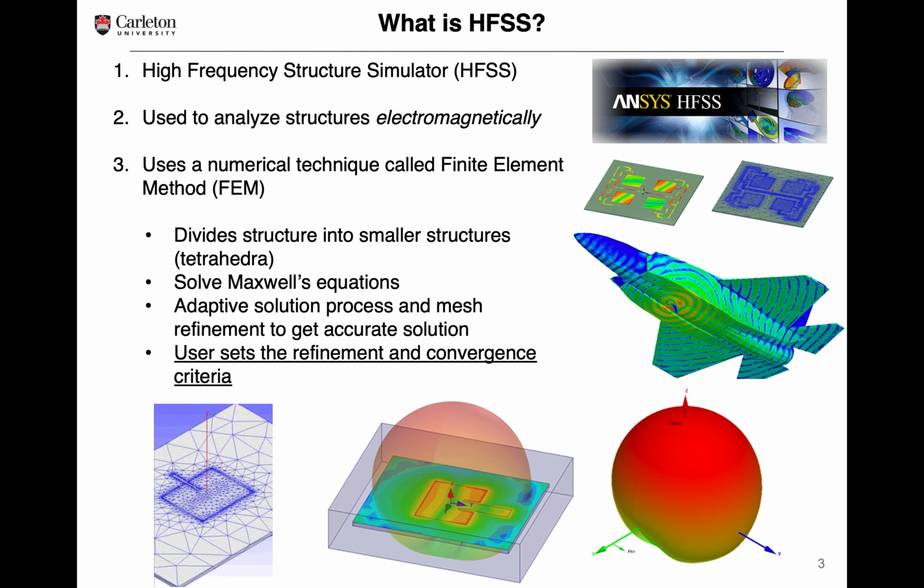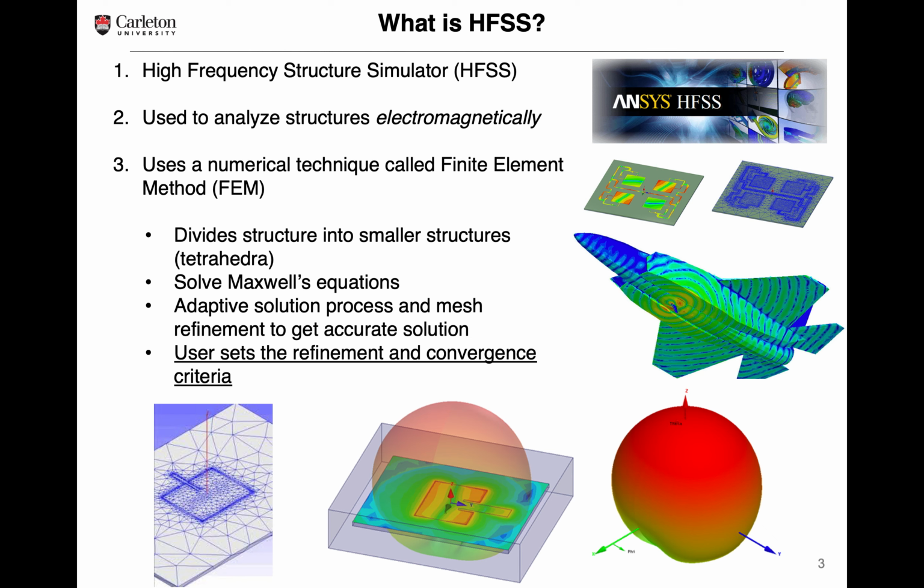And something that you don't need to know in order to use the software is that it uses a numerical technique called finite element method. And it's good to have an idea of how it works. So the idea is HFSS will take up the structure that you want to simulate, and it's going to break it down into smaller structures, and they're called tetrahedra. And then it's going to solve Maxwell's equations for each of these small structures, and it knows how small to break it down based on the meshing criteria and the refinement or convergence criteria that you set. So the solution can be as accurate as you want it.